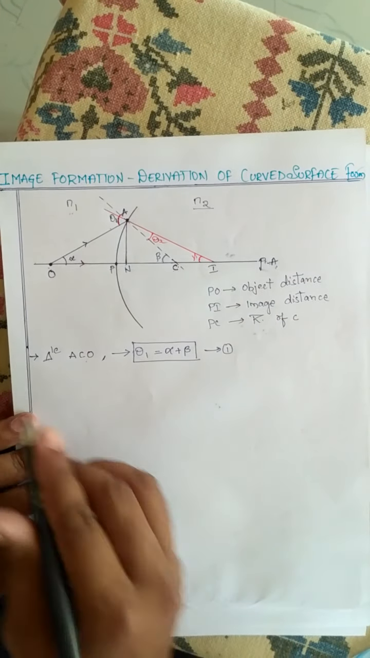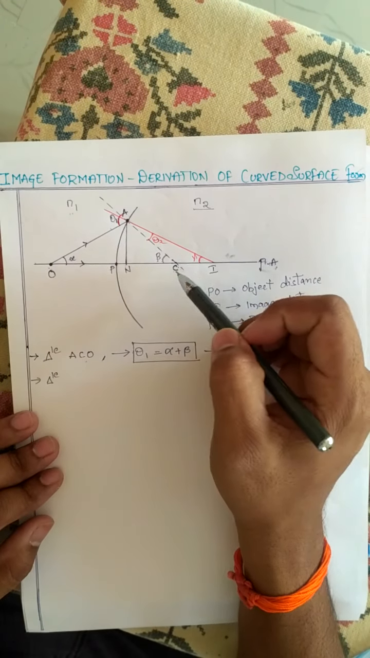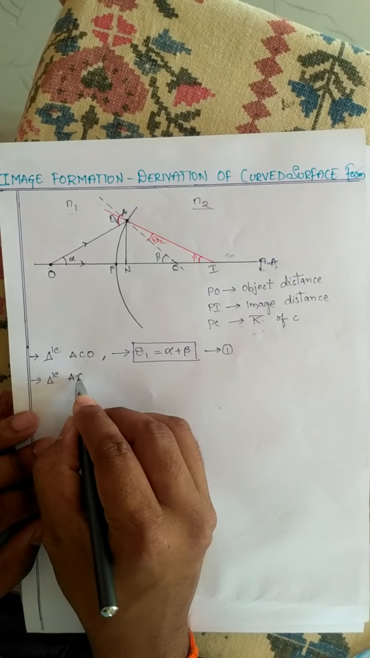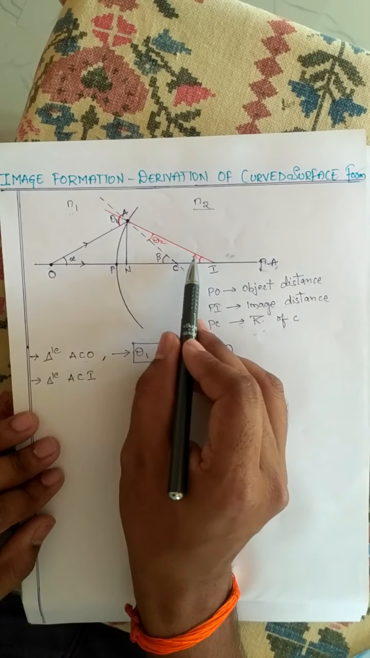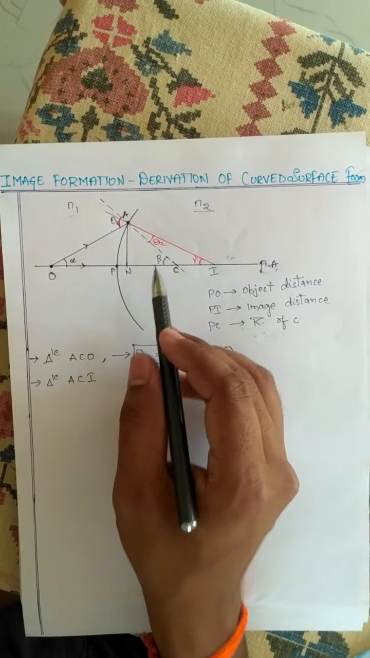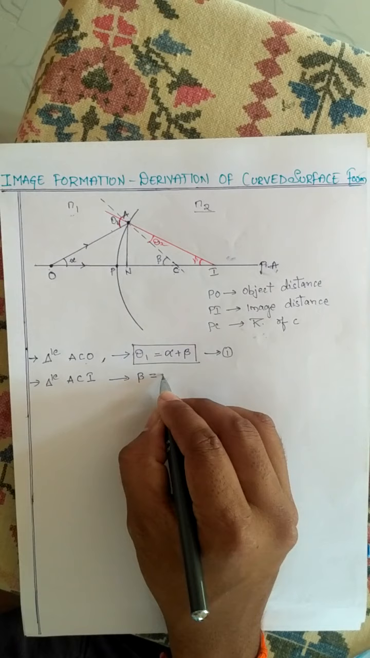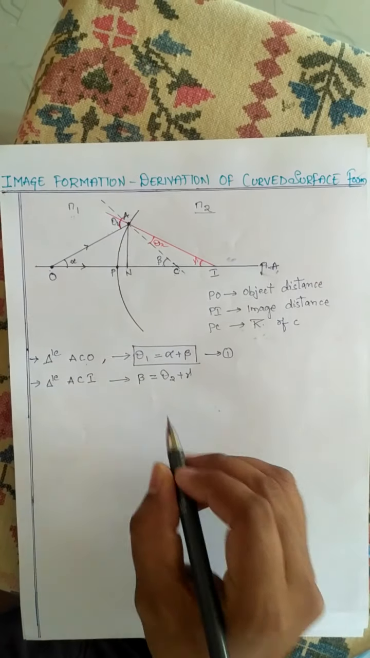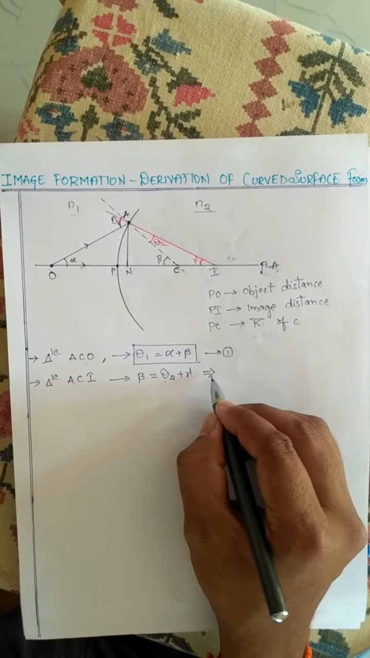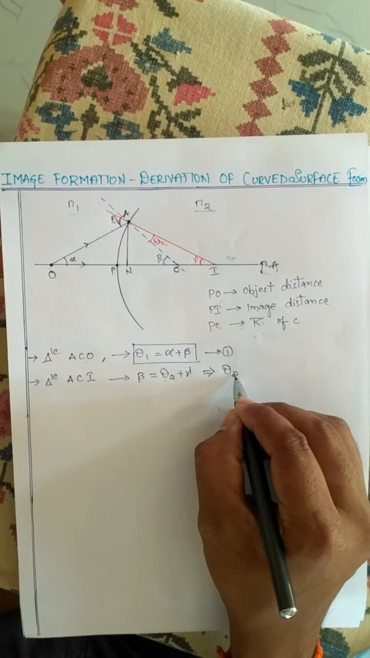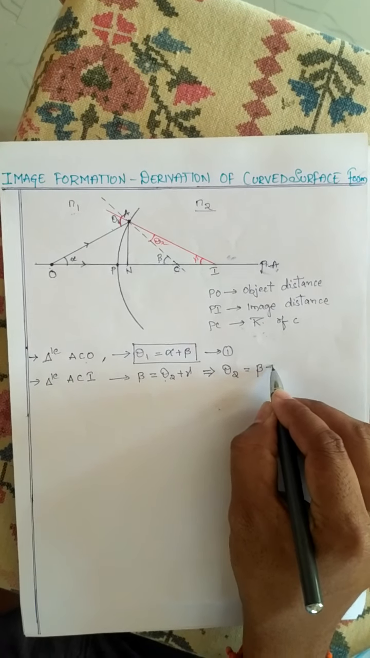Next, consider the other triangle ACI. Here beta is the exterior angle, and theta 2 and gamma are the interior angles. So from this I can get the relation beta equals theta 2 plus gamma. But we require the expression for theta 2, so I can write this equation as theta 2 equals, if you send gamma to this side, beta minus gamma.